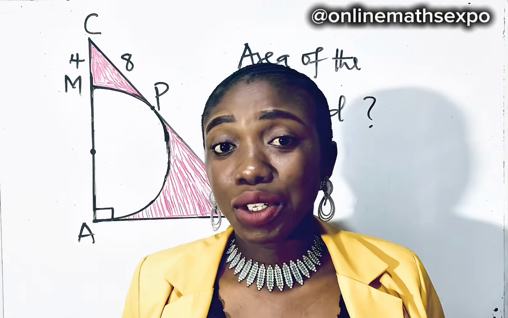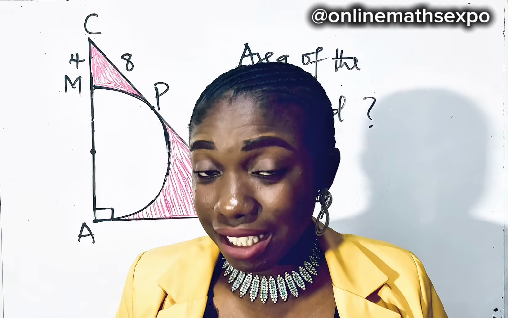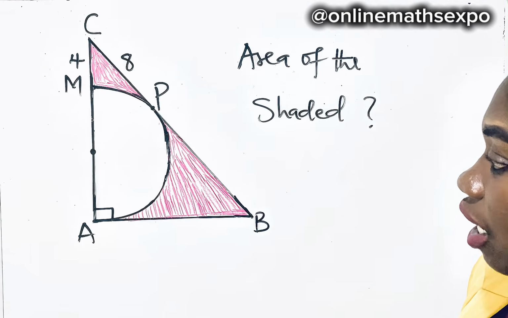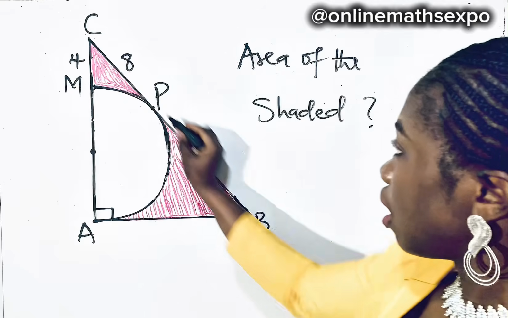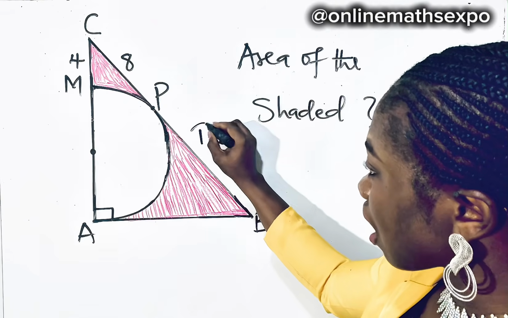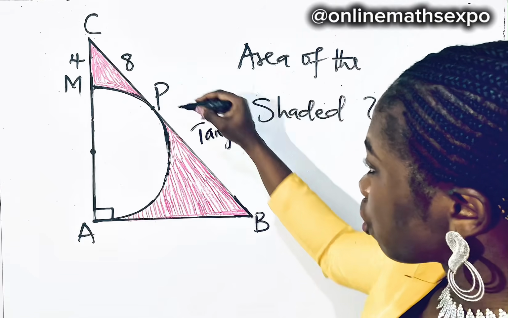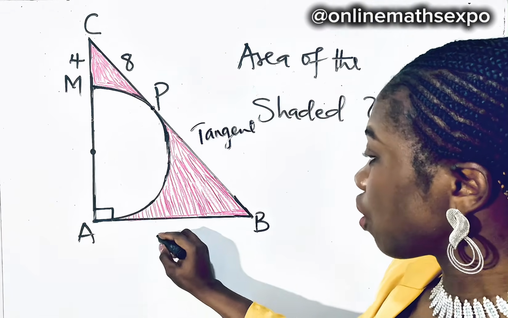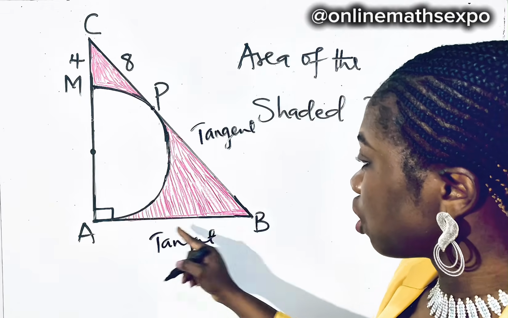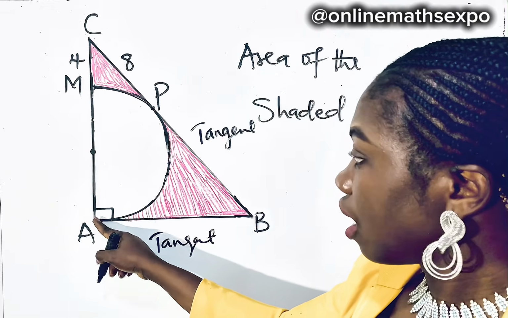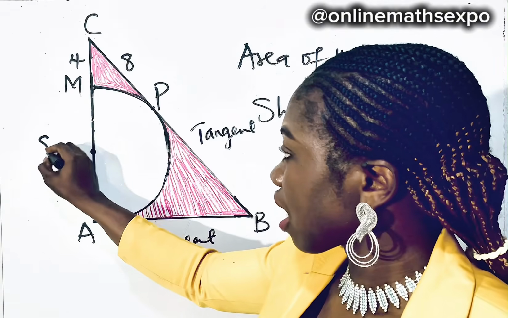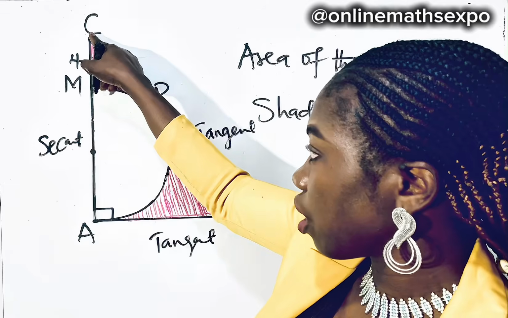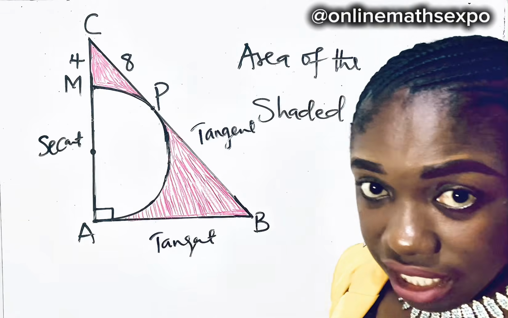Is this something you can do? Don't worry, I will take you through it step by step. It's just so easy. When you look at this diagram, you observe carefully that this line CB has automatically become a tangent line to the circle since it's touching the circumference at a point. This line AB is also a tangent line because it's touching the circumference at a point. This line AC is the secant since it passes through 2 points of the circumference and moves away. So this line AC is the secant line.